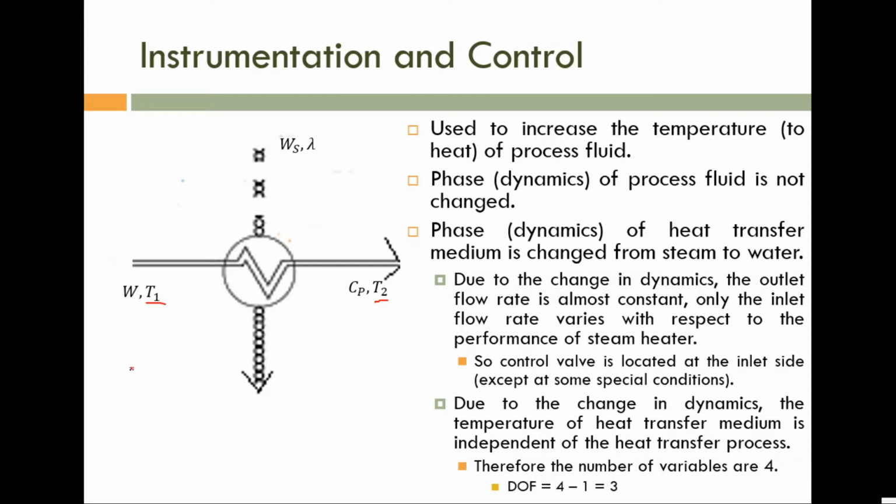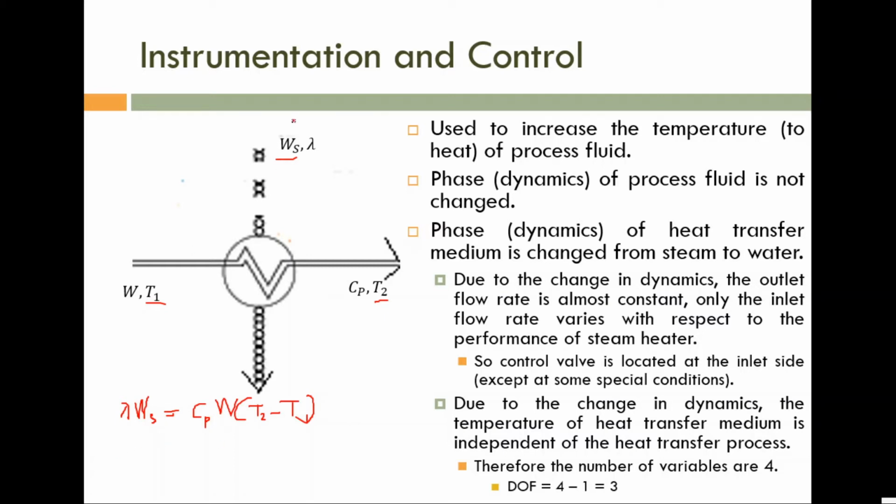The temperature is changed. So if you are deriving the process equation of this steam heater, the heat energy transferred by the steam is lambda into Ws, where lambda is the latent heat and Ws is the flow rate of steam. So this is a variable and this is a parameter. The energy absorbed by the process medium is Cp, the specific heat, into W, the flow rate of process medium, which is constant before and after operation, into T2, the largest temperature, minus T1. T1, T2 and W are variables, Cp is a parameter. So this is a process equation.